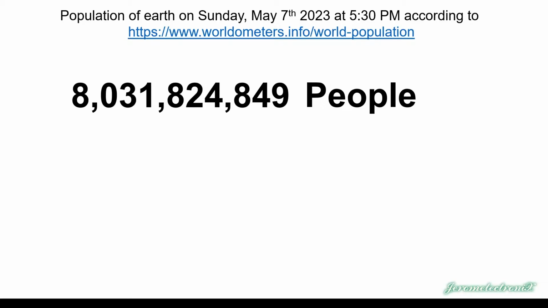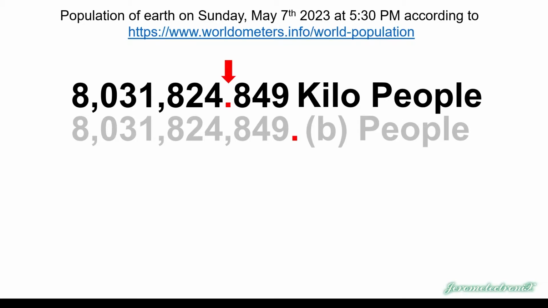Remember, I mentioned that it's not always obvious where the decimal point is because sometimes it's implied. The decimal point for this number is right here. We can also restate this number if we move the decimal point out of the base location, maybe move it over 3 at a time. We can actually call this number, which is the same value, 8,031,824.849 kilo people, or we could call it K people.